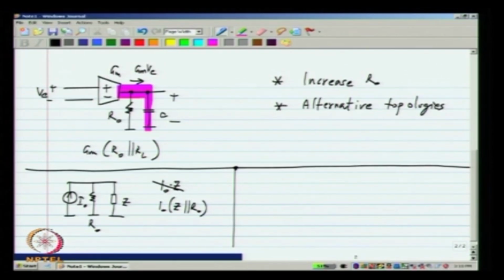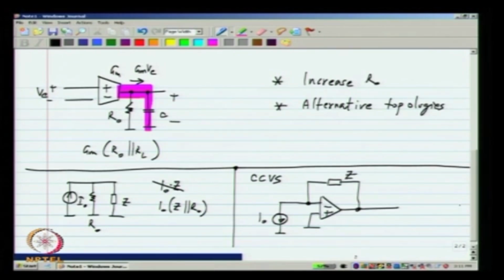Okay. And the way to get around it is not to simply try and pass the current through a load resistance by applying the load across the current source, but to make what is known as a current controlled voltage source. And we have already seen the topology of a current controlled voltage source using an op amp, and for now let us assume that the op amp itself is ideal. I naught, and I connect the same impedance Z in feedback.